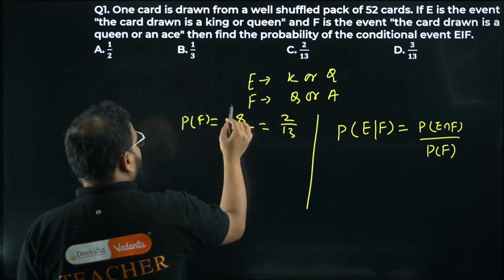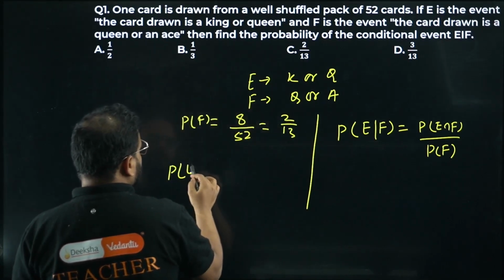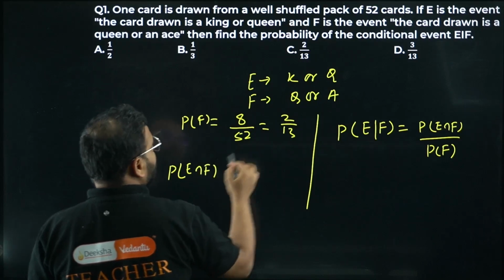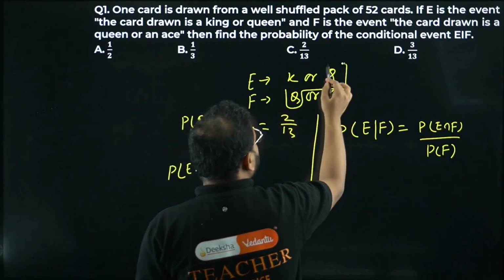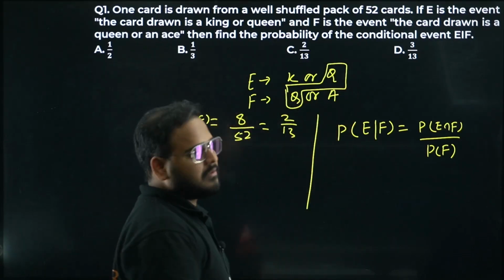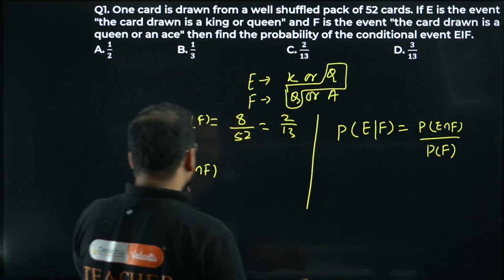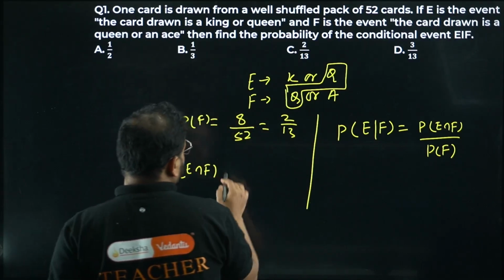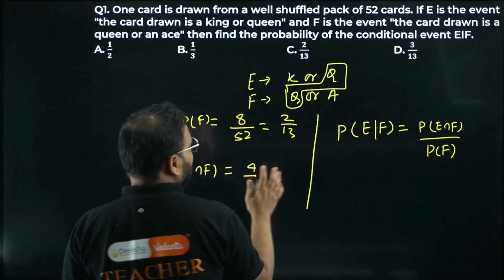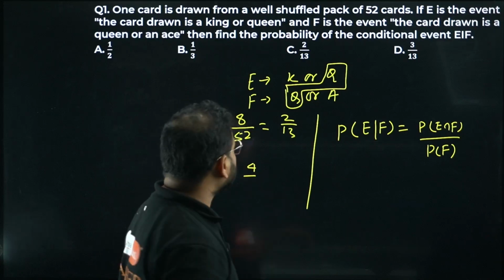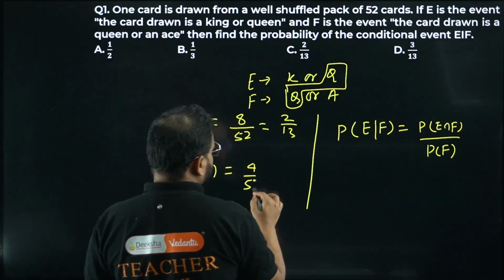Think about it. If you take the intersection of this, what will happen? You have only one intersection over here, which is nothing but queen. This is the only intersection, queen, right? So I can take this as, please check, simply 4. We have 4 queens in a deck of 52 cards. So 4 upon 52, how much is that?